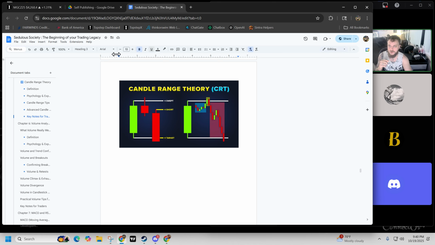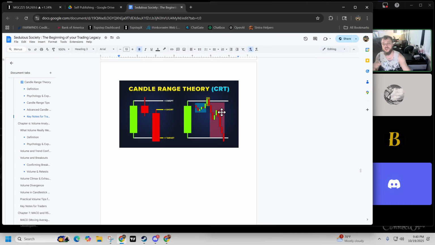I'm assuming it closed somewhere at this level because this level right here is even. So we're going to say right here, it's all even, right? But you can see how it sweeps and it continues. In candle range theory, it's showing you that the next candle is going to be swept or it's going to take out a high or low.